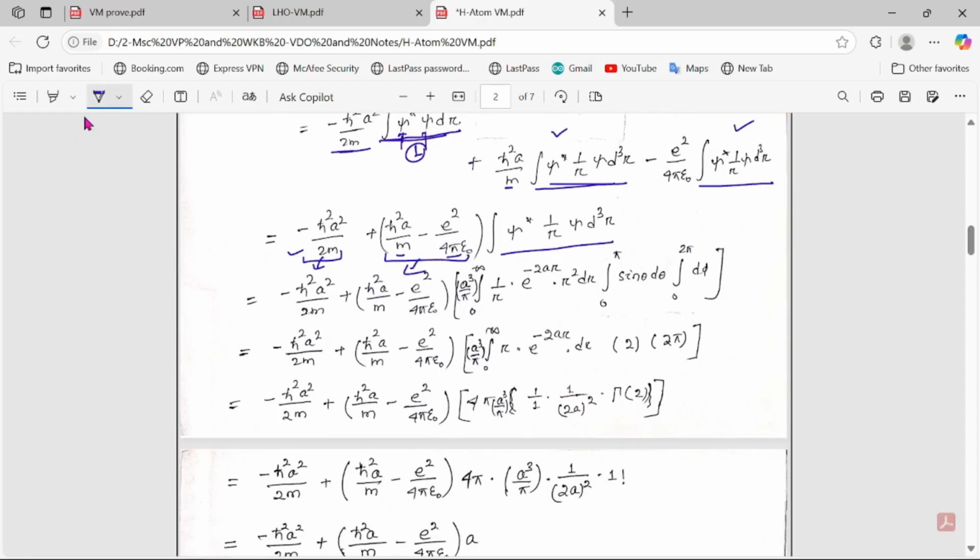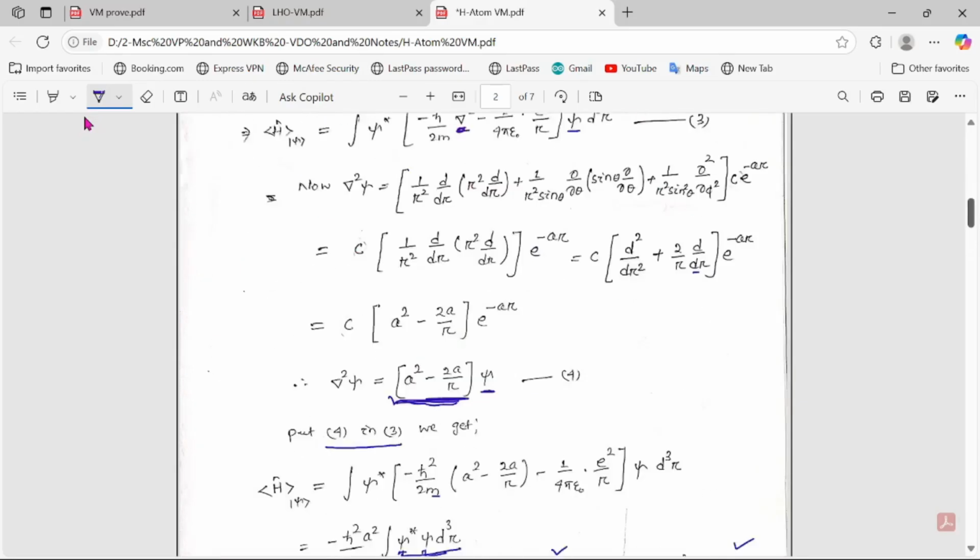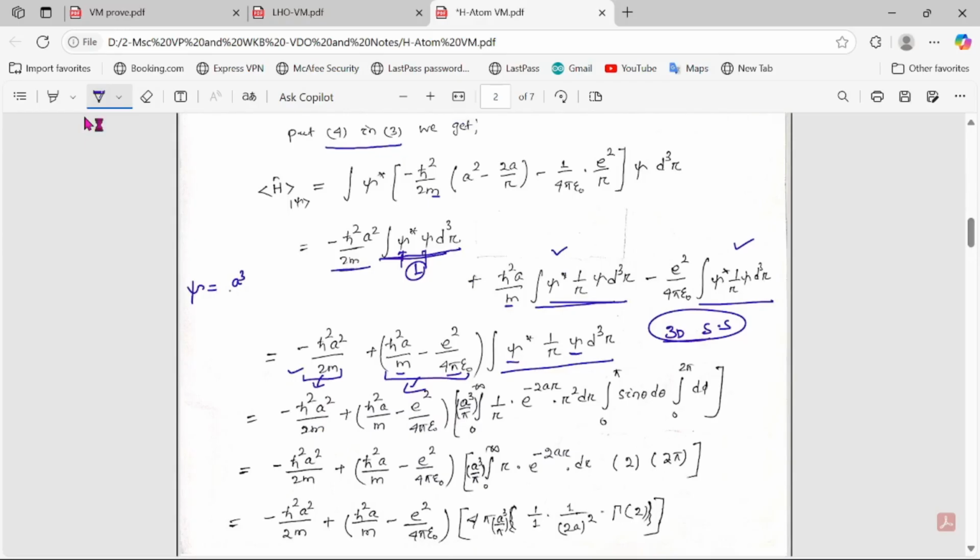Here is the spherically symmetric integration, considering 3-dimensional spherical symmetry. So here we have to substitute the psi star value and the psi value. The psi value is the normalized wave function value. How much did we find? a cube by pi to the power 1 by 2, e to the power minus ar. The psi star value is also this much. Now you can see psi star psi: when it is multiplied, this value will be a cube by pi only, taken outside of this integration.